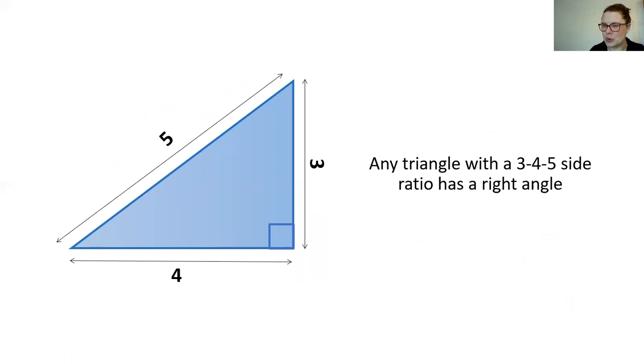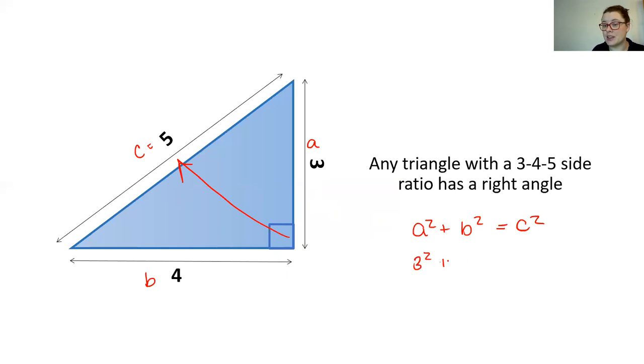Well, why is that true? How could we prove that true? Well, we know Pythagorean's theorem will work if we have a right triangle. So Pythagorean's theorem says that a squared plus b squared equals c squared. So let's call this A, let's call this one B, and opposite the right angle is C. And it's also the longest side, so it has to be C. Let's put that information in.